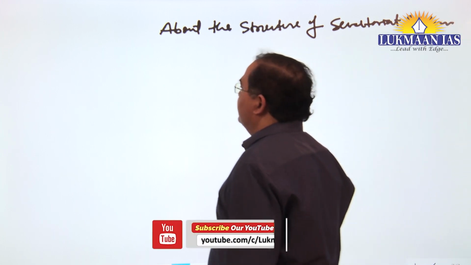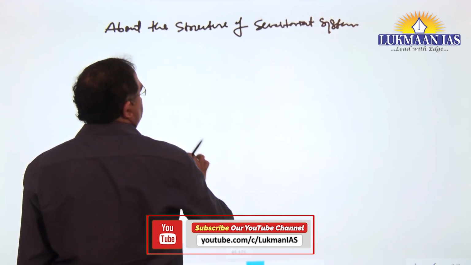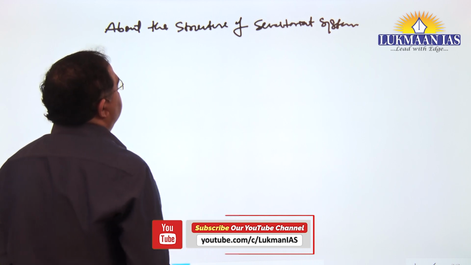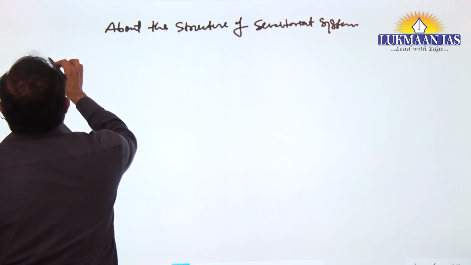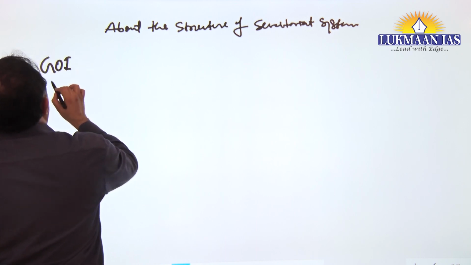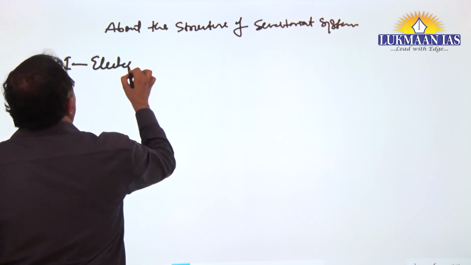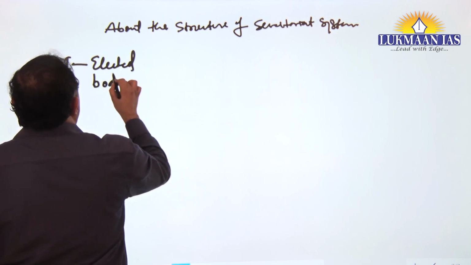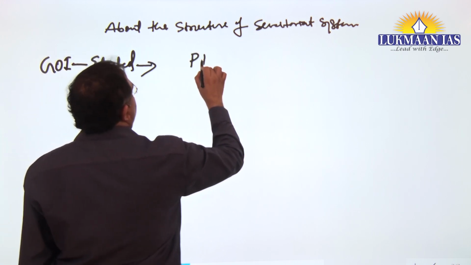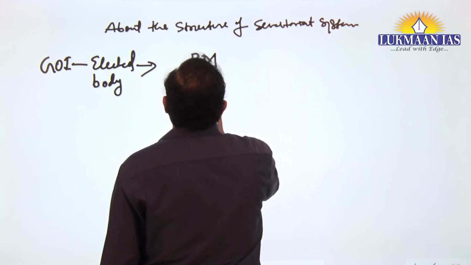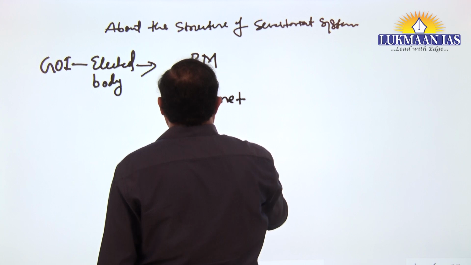Now, about the structure of the Secretariat system. You have to see that the Government of India, the elected body, has a structure like PM followed by cabinet followed by the Council of Ministers.